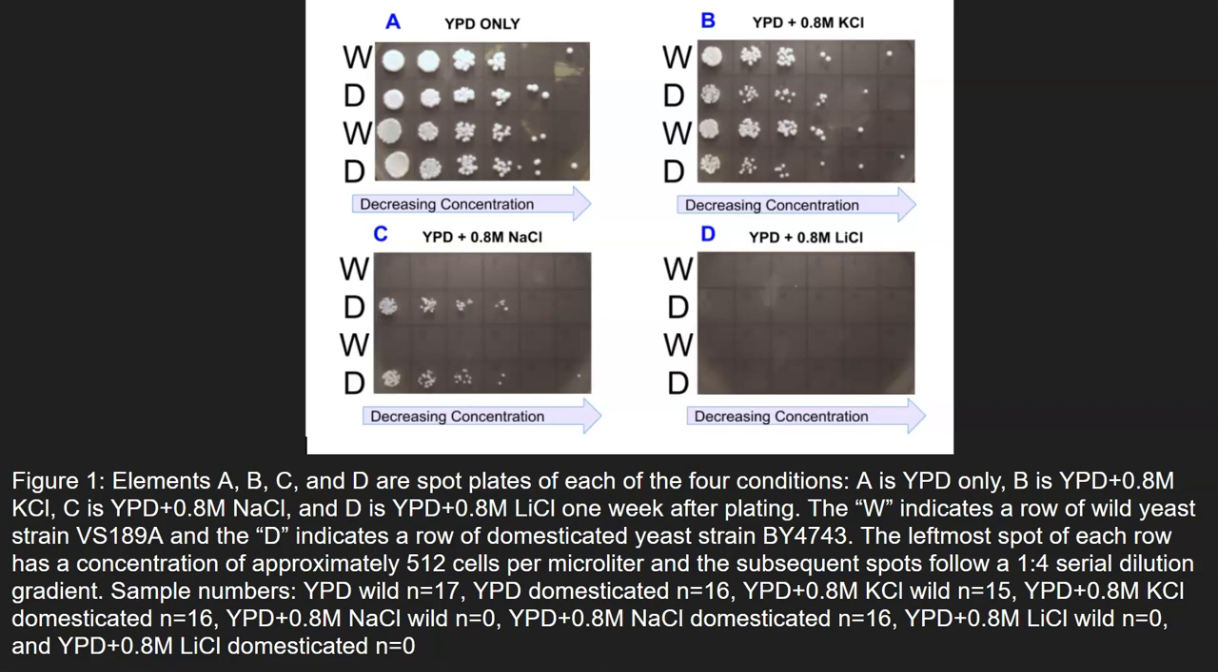To quickly summarize, the W indicates a row of wild yeast and the D indicates a row of domesticated. As you can see, one of the most interesting results occurs in panel C, which is a YPD plate with the addition of 0.8 molar sodium chloride. The wild strain has been wiped out while the domesticated strain has survived. This indicates that the domesticated yeast have had a more successful osmotic response in the presence of sodium chloride.